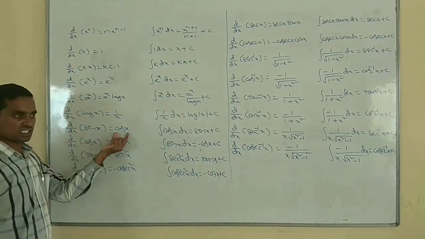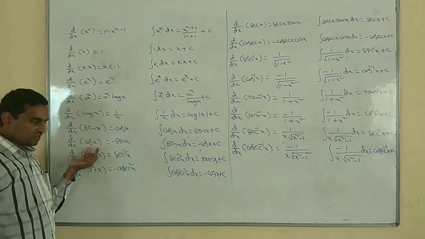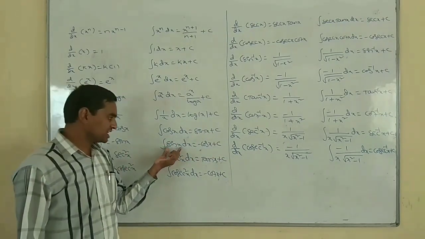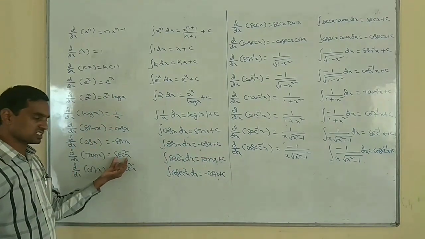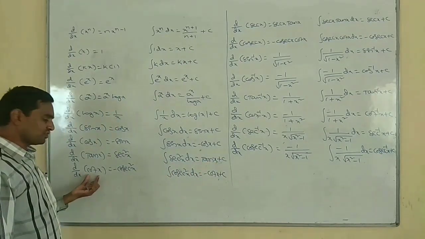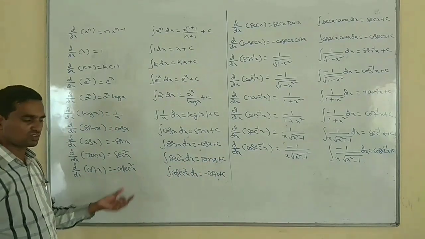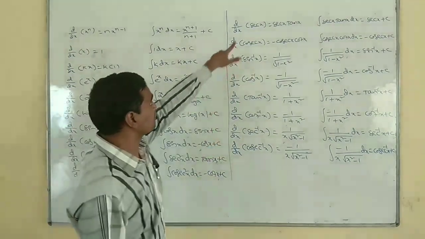Differentiation of sin x is cos x. Integration of cos x dx is sin x plus c. Differentiation of cos x is minus sin x. Integration of sin x dx is minus cos x plus c. Differentiation of tan x is secant square x. Integration of secant square x dx is tan x plus c. Differentiation of cot x is minus cosecant square x. Integration of cosecant square x dx is minus cot x plus c.